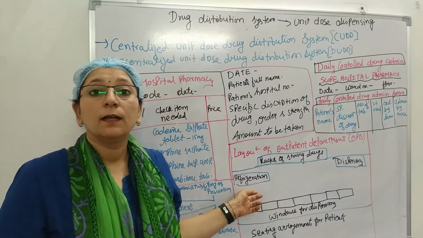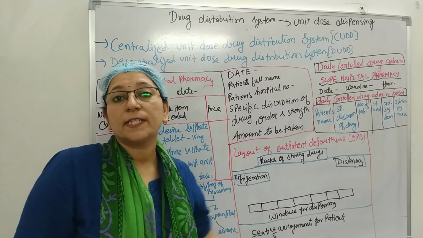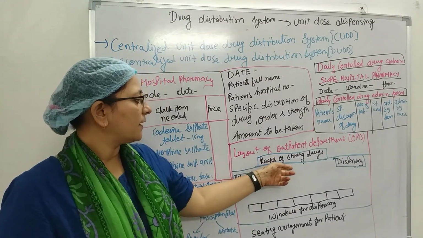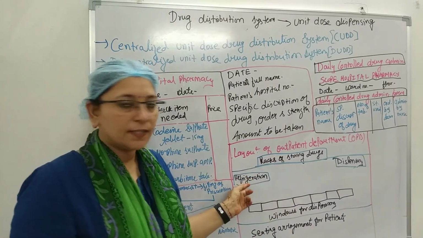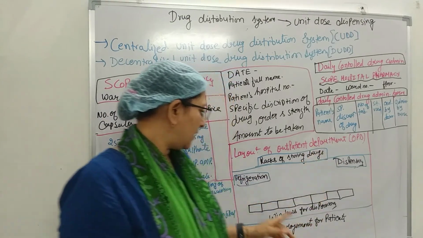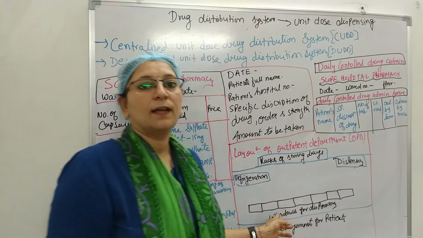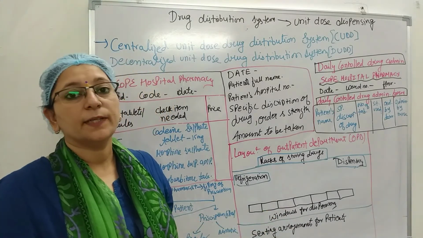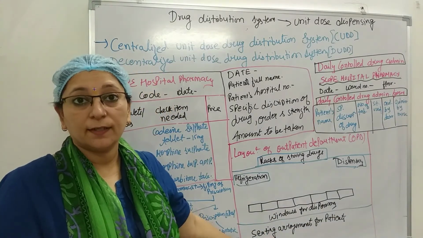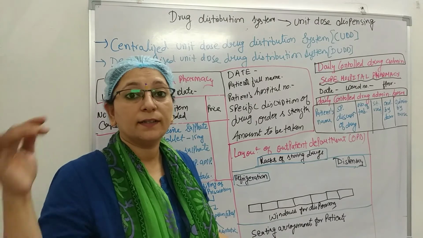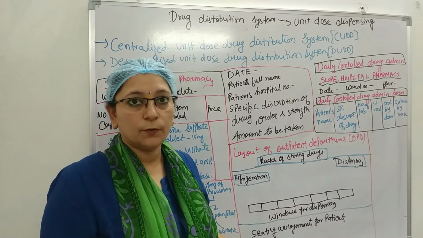Now, this is the layout of the outpatient department, OPD. These are the racks for storing drugs. The refrigeration area is there. The dispensary is here. These are the windows for dispensing the drugs, and this is the seating arrangement for patients. It should be there. The pharmacy is located on the ground floor.